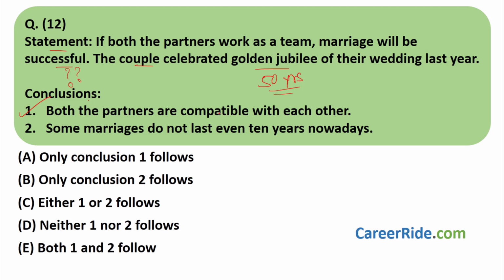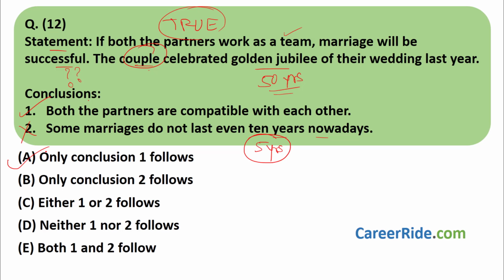So over here, we do not know exactly whether other marriages are lasting 10 years nowadays or not. We don't know about other marriages, we just know about the couple that they were together for 50 years, and we only know that if partners work as a team, marriage will be successful. Now here, say if partners are working as a team and the marriage lasted only for say 5 years, still only 5 years if the marriage lasted. So will the second conclusion be true? No, the statement would become false, but we have to always take the statement as true, okay? So we cannot be sure about the second conclusion, so the second conclusion does not follow, only conclusion 1 follows.